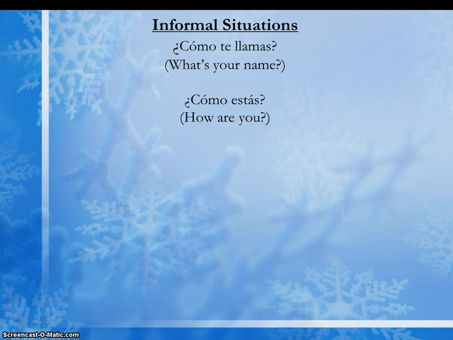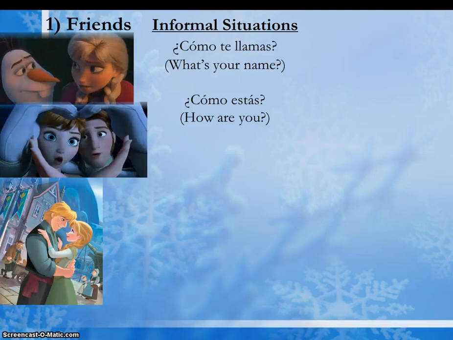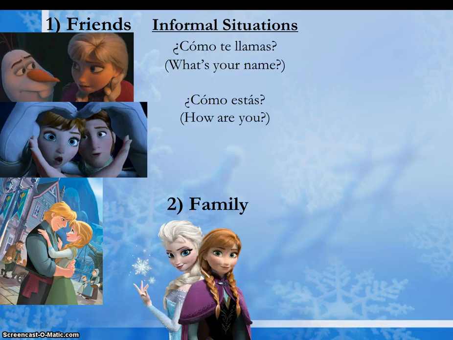Informal situations. You use ¿Cómo te llamas? What's your name? And ¿Cómo estás? How are you? Okay. Number one, you use informal situations with friends. So Olaf or Hans at the beginning. Right, sorry, spoiler alert. And Kristoff. So you use informal situations with friends. You say ¿Cómo te llamas? And ¿Cómo estás? You use it with family.